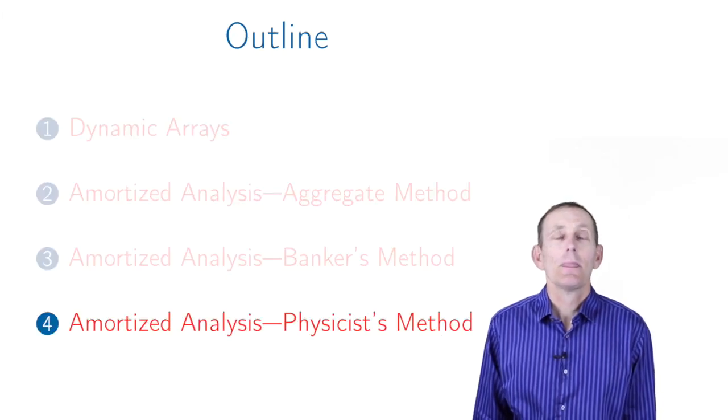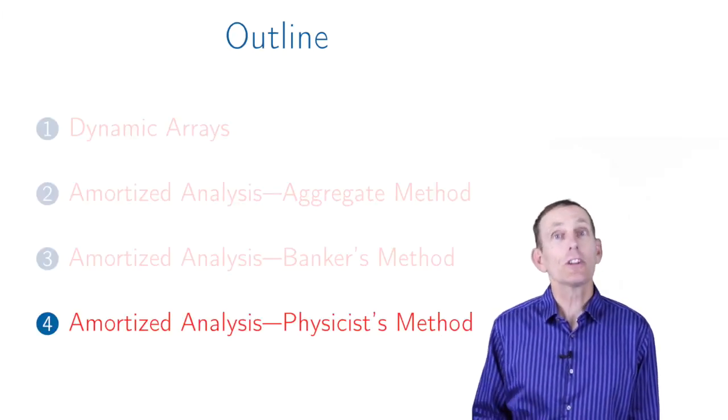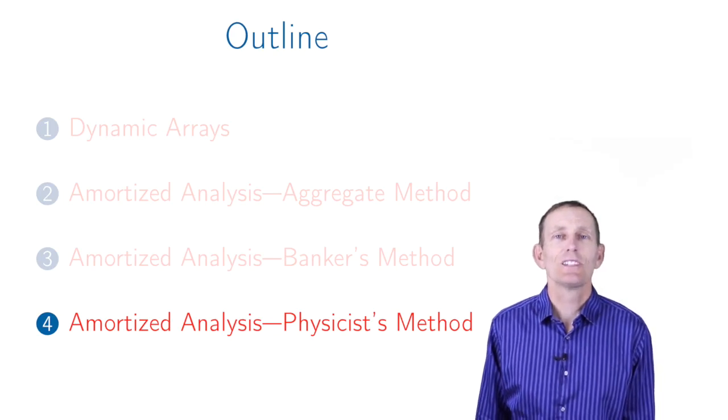In the next video, we're going to look at a third way of doing amortized analysis, which is the physicist method.